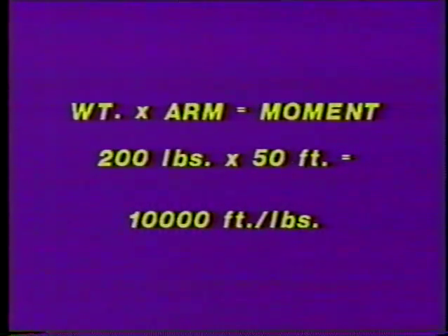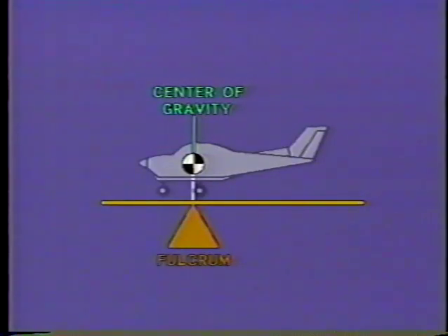Here's another problem. Let's place 200 pounds located 50 feet from the fulcrum. Then, 200 times 50 equals 10,000. Now let's relate this idea to the actual airplane. The position of the fulcrum of the teeter-totter is comparable to the airplane's center of gravity.